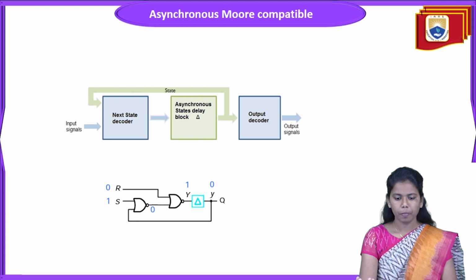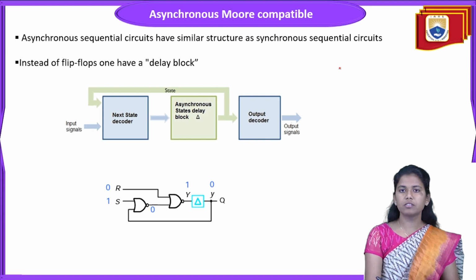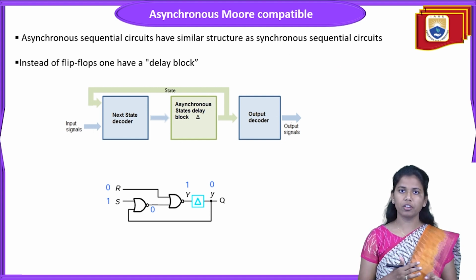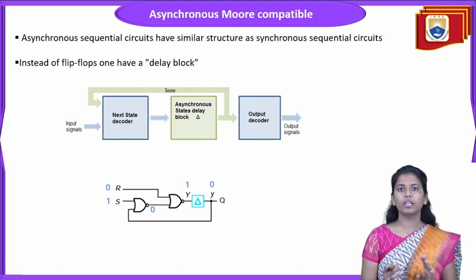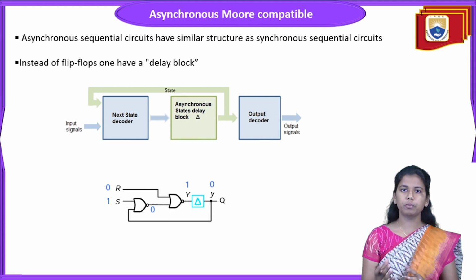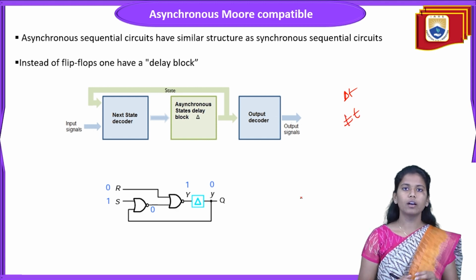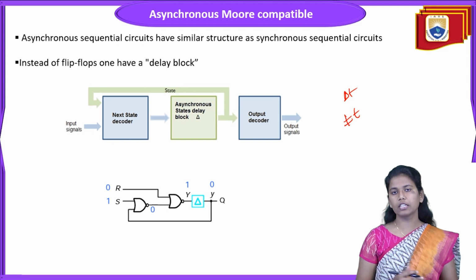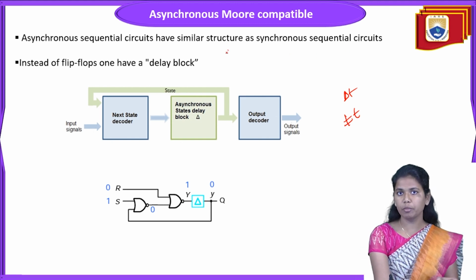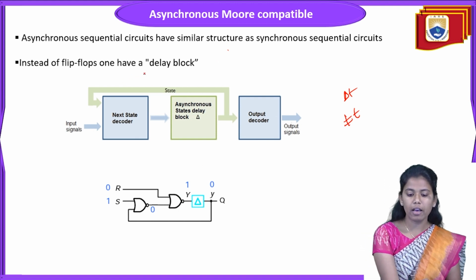And now we will see that asynchronous sequential circuits have similar structures as synchronous sequential circuits. As I said, they both are one and the same, but the only difference is that synchronous sequential circuits go with respect to time, with respect to the delays, whereas asynchronous sequential circuits do not go with respect to the time. So they are similar in structure, with only one single difference: instead of flip-flops, they have a delay block.